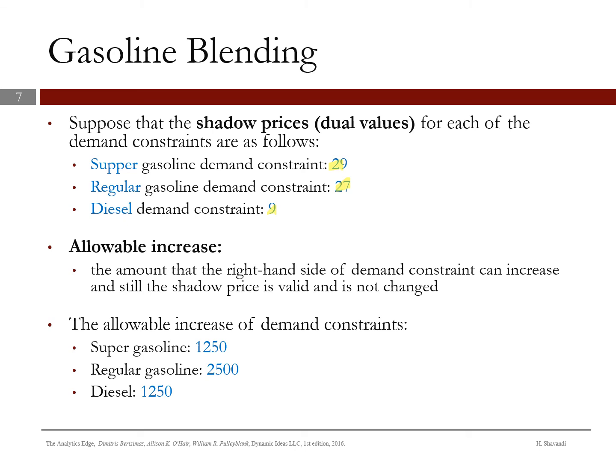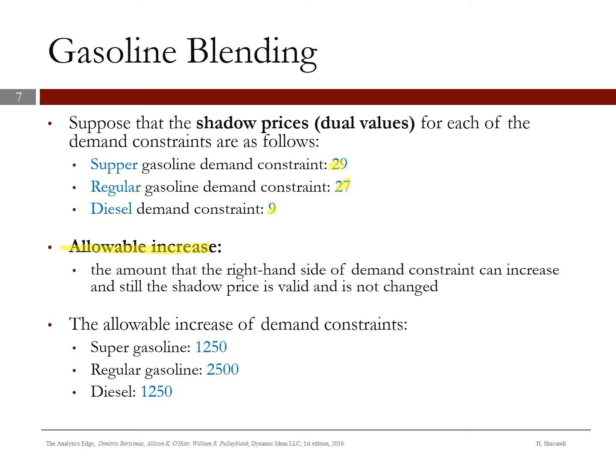So the shadow prices are somehow the value of those resources. Since we have a constraint on the demand, if we could increase the demand, we can make higher profit. And these numbers are telling us the amount that we can increase in the objective function value, okay?